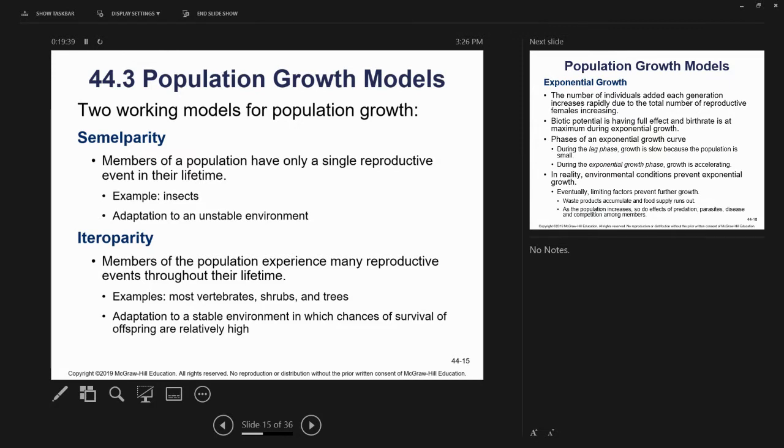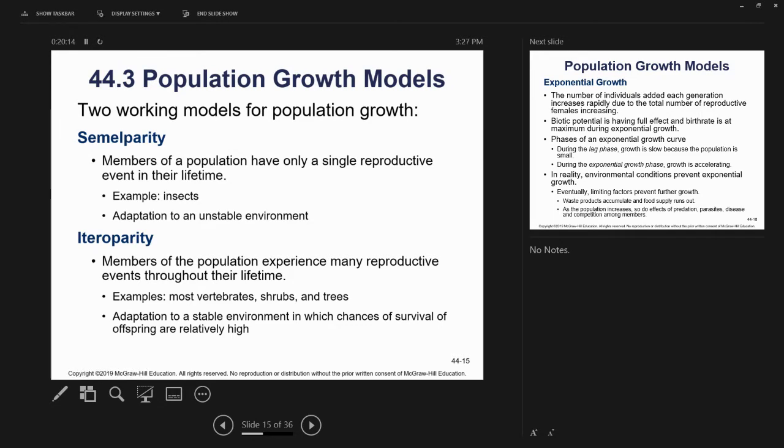So we have 2 different types of population growth models. And these models are based on, going back to the picture of the rhinoceros and the mouse, semelparity. It refers to populations where the individuals usually have only a single reproductive event in their lifetime. Oops, sorry, got that reversed. And then they die.